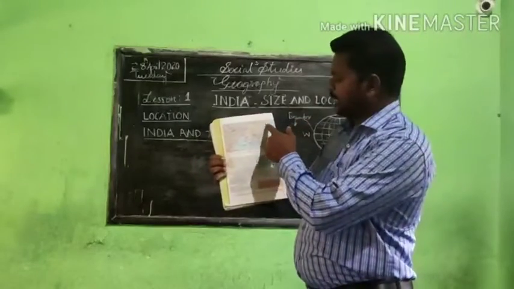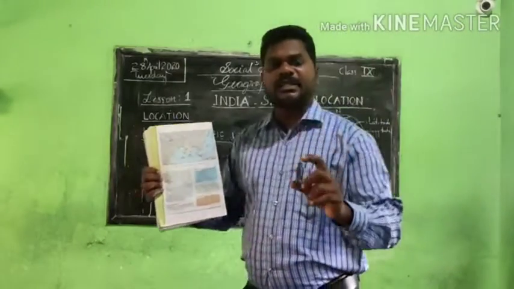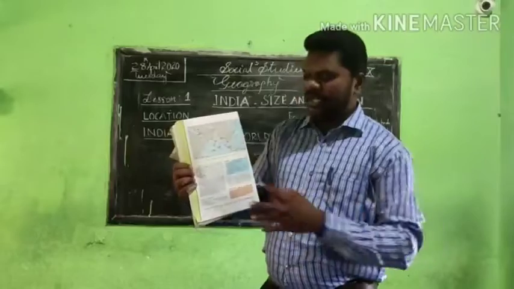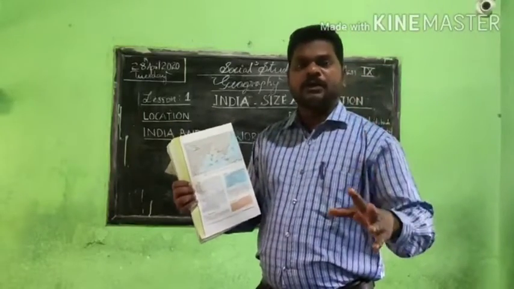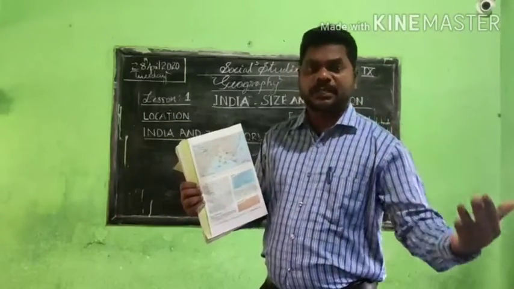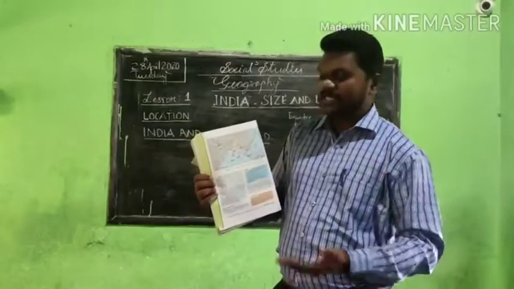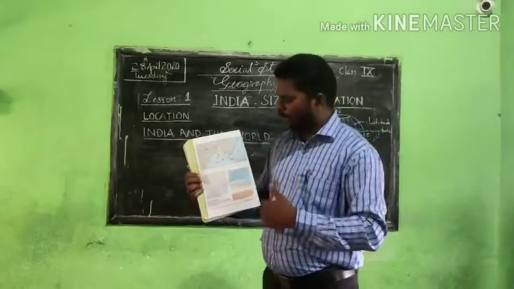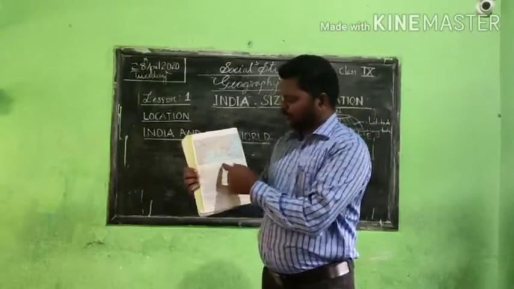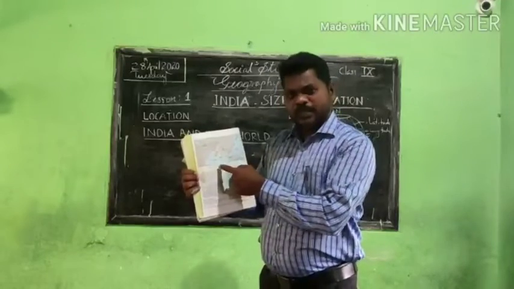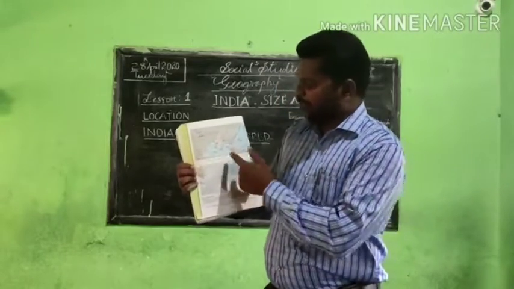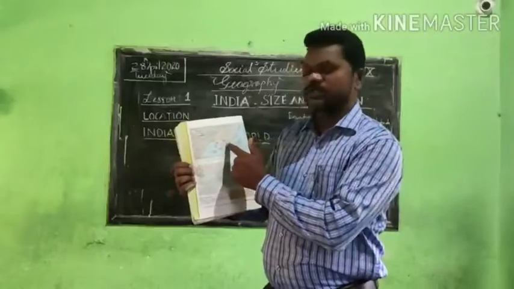But we understand that their size is very big. India's size is the seventh. Among the biggest nations in the world, the seventh position is our own India. Even though we are seventh in the world, at the same time, we have very long coastal areas.